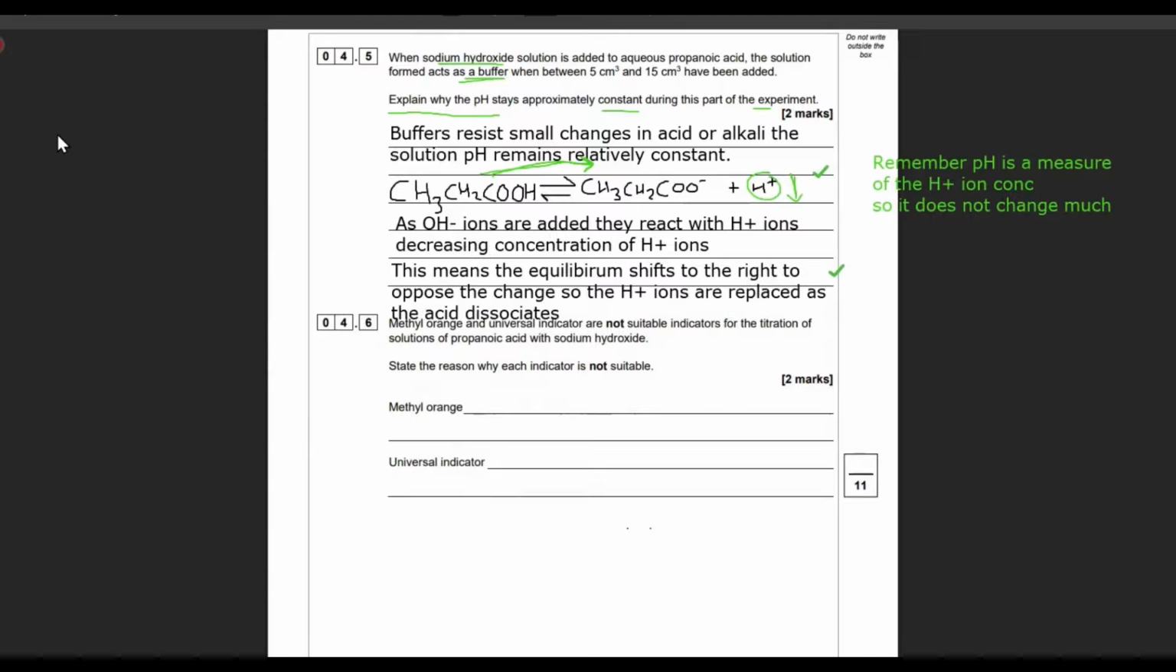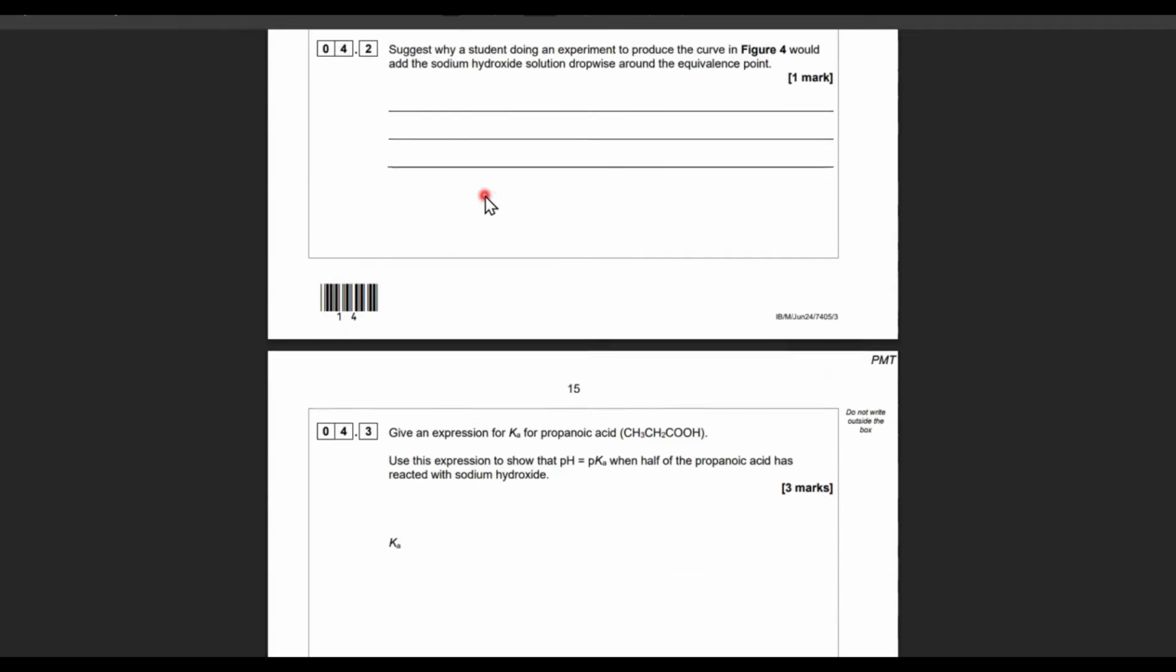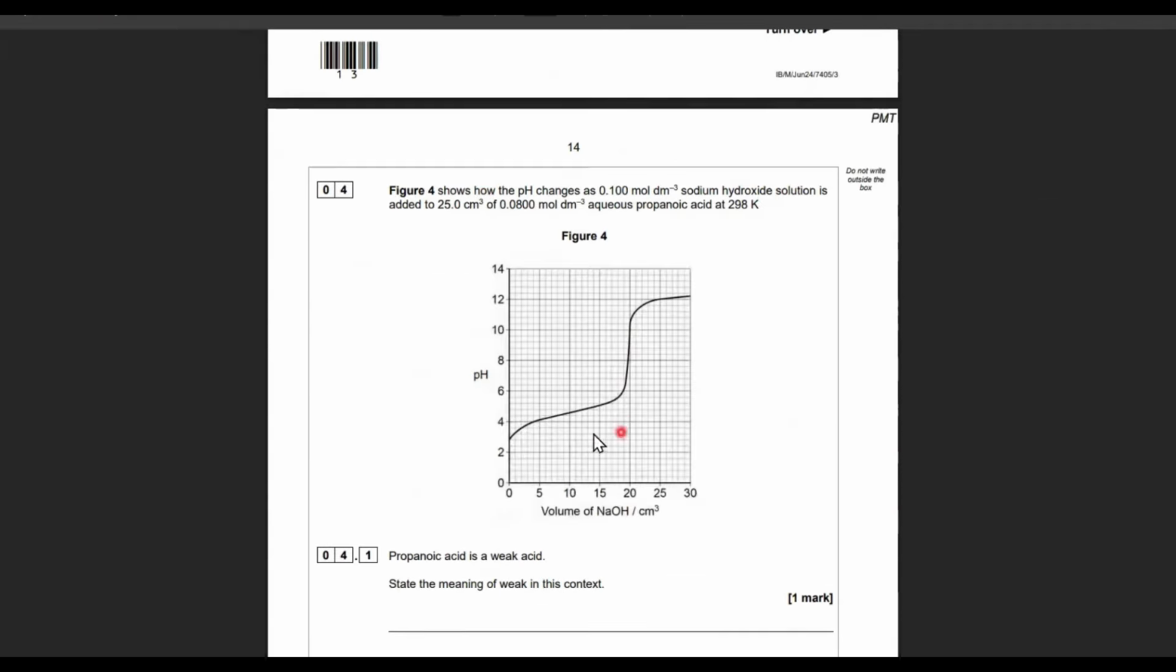Right, the next question: methyl orange and universal indicator are not suitable for this particular titration. Explain why. So when we look at methyl orange, what we're going to do here is see that the equivalence point is between about 6 and, what, pH 12? No, 6 and 11. I guess the straight part of the graph is roughly pH 7 to 11.